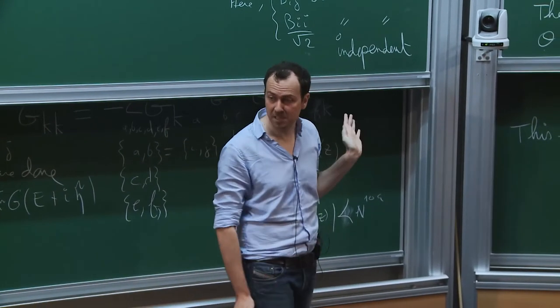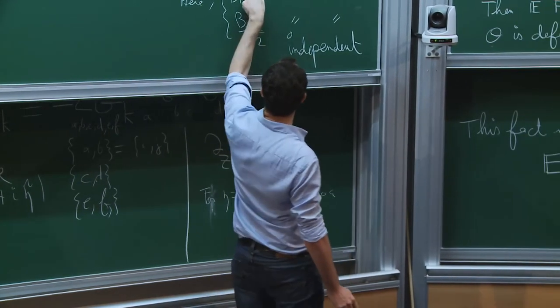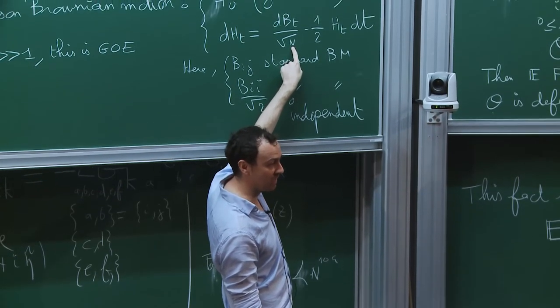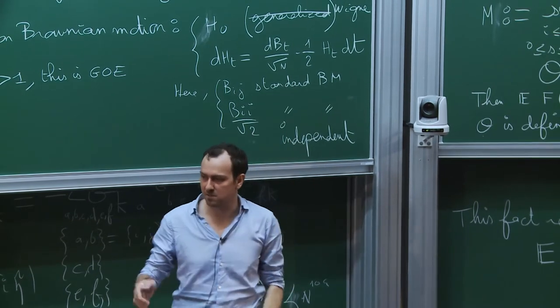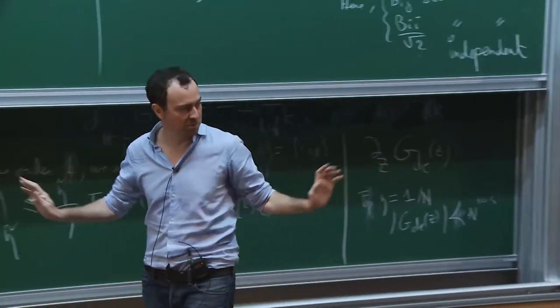But I can change the dynamics. I can change it by, instead of having my 1 over square root n here, I could choose the square root of Sij, which is the variance. And then it will also preserve the variance. Okay, so everything would go through.